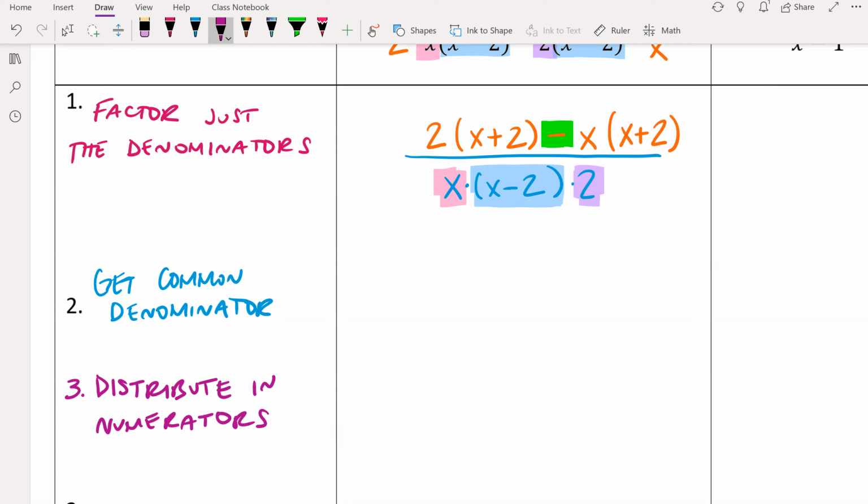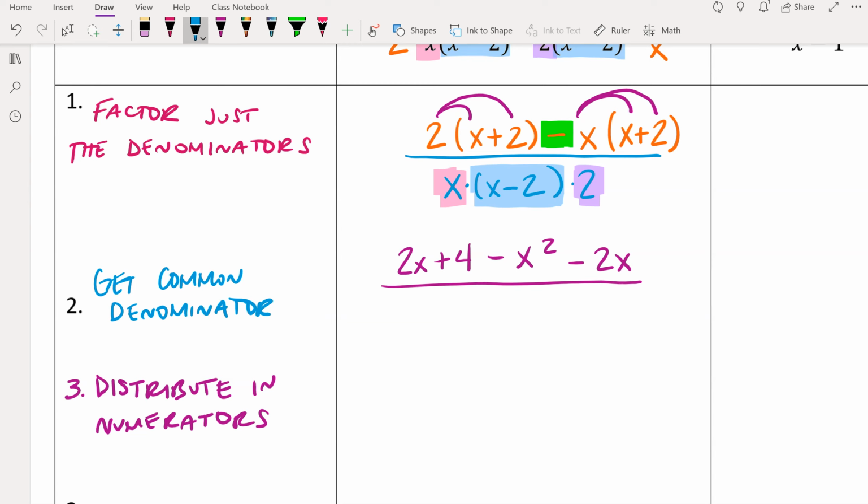Distribute in your numerator. So what are we going to distribute? These numbers. We're going to distribute the negative x into this factor, and we're going to distribute the 2 into the first factor. Okay, so let's go ahead and do that. When we distribute the 2, we get 2x plus 4. So 2x plus 4. Remember, we're distributing negative x. So it's negative x squared, and then negative 2x over, and we still have my common denominator.